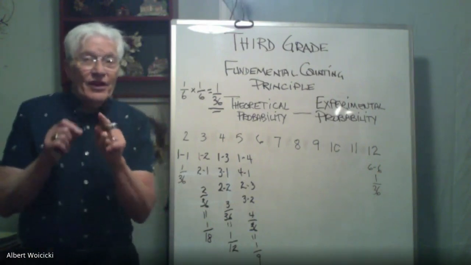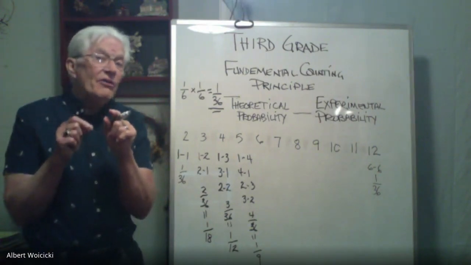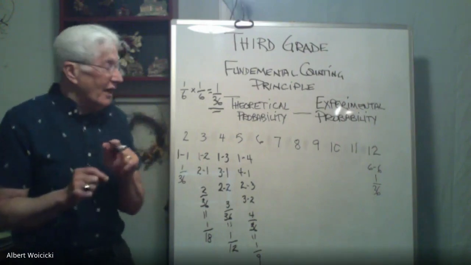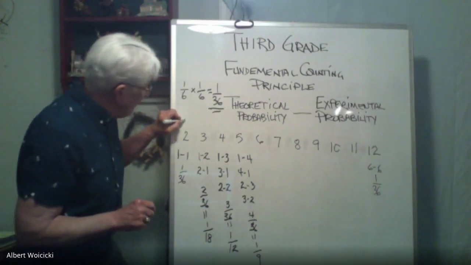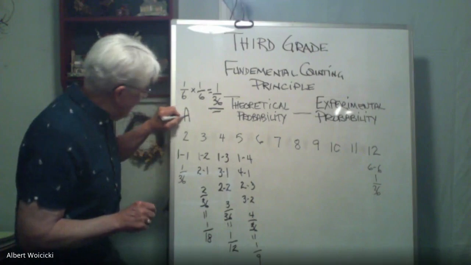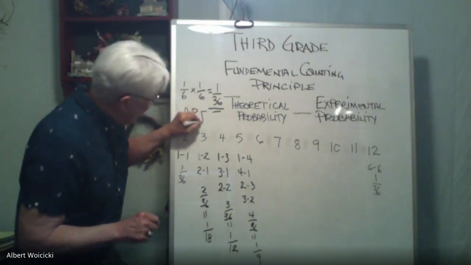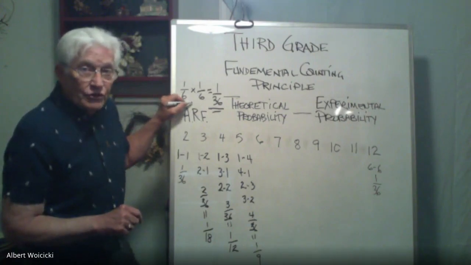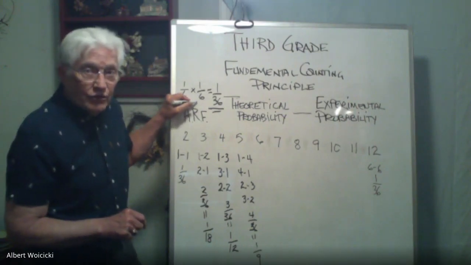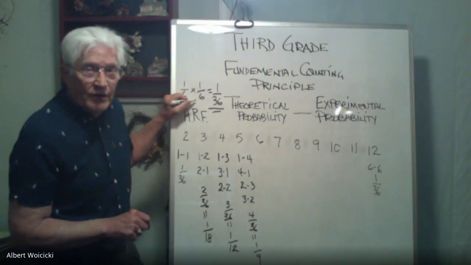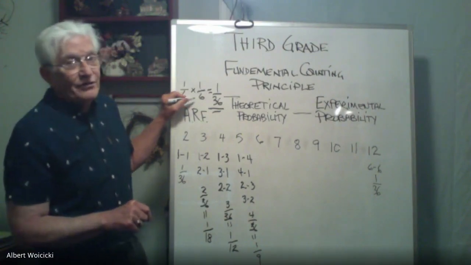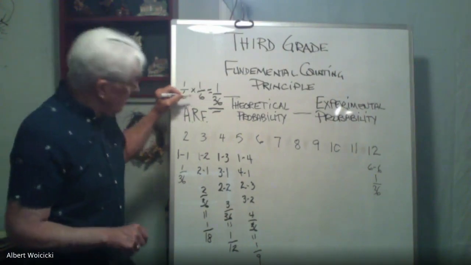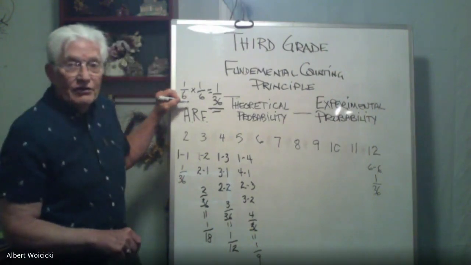So this brings up a whole other thing that I haven't talked to you about yet. It's something that I've always called the doggy theorem, ARF. Always reduce your fractions. Arf, arf, arf. Oh, I know you're laughing out there. Maybe you're not. But this is called the doggy theorem.